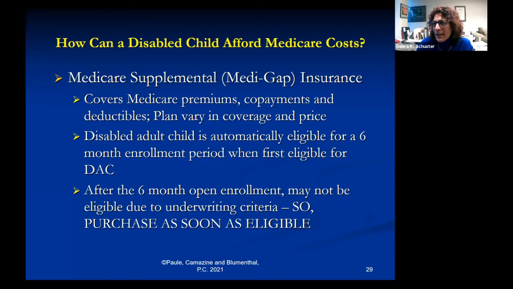So how can a disabled child afford Medicare coverage? A disabled adult child is automatically eligible for a 6-month enrollment period when first eligible for disabled adult child benefits. So you should absolutely look into a Medigap or Medicare supplemental policy. They're the same. That's the same vernacular or term for this Medicare supplemental policy when someone's first eligible, if it's financially feasible. A basic Medicare supplemental policy that covers the premiums of Part B and the co-payments is something around $170 a month. So that might be something that SSI could be used for if there are not other costs that someone is using them for. After that 6-month open enrollment period, you may not be eligible due to underwriting. So it really is important to get it as soon as possible.